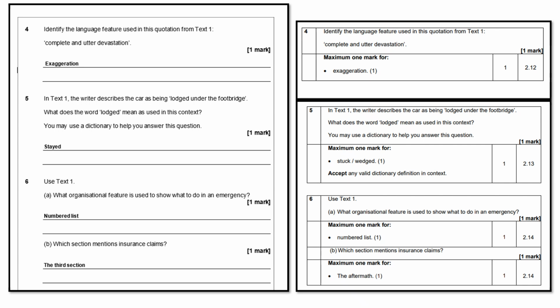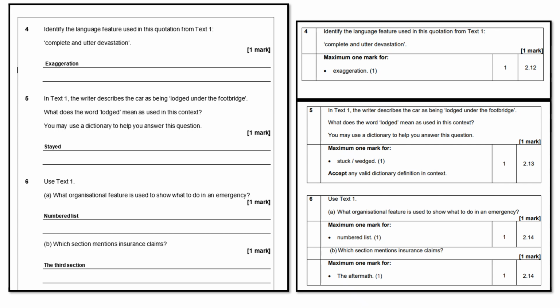So this question requires learners to identify language features. A quote is given from text 1, complete and utter devastation. The only awardable answer is exaggeration. The language features that learners may be asked are on slide 12. This response was 1.